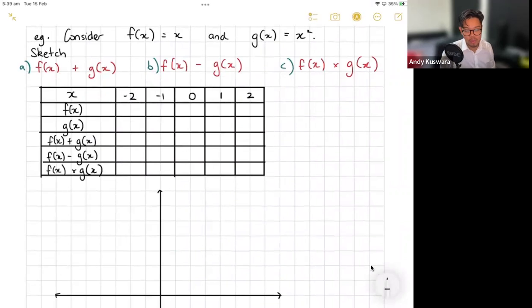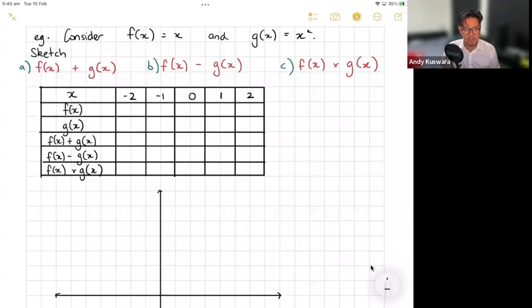Let's say, for example, our first function will be f(x), and we'll let that equal x, right? Nice straight line. And g(x) is x squared. That's a simple parabola. So we're going to use a simple example here, but hopefully we can start to get the idea of how this all works.